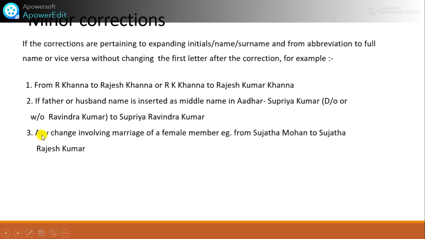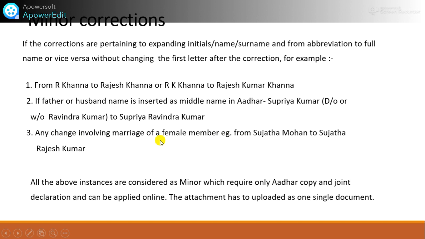If any information has to be corrected where the changes are required due to the marriage of a female member. Example from Sujata Mohan to Sujata Rajesh Kumar. So if you see, friends, in all the three instances above, the corrections are considered minor, for which you'll need to submit only your Aadhaar copy and the joint declaration, and it can be done online. So apply and attach the documents as one single document, that is your Aadhaar copy and the joint declaration.